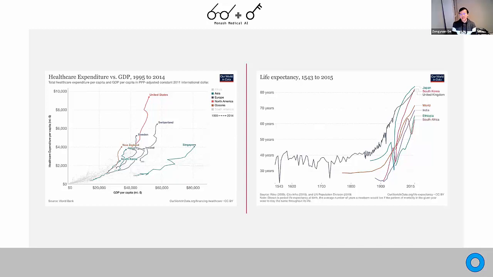On the right-hand side, I'm showing that because of recent advances in our medical technology, our life expectancy has also increased. In Japan, South Korea and the United Kingdom, life expectancy is now over 80 years old, and the rest of the world, the developing countries, are also growing.